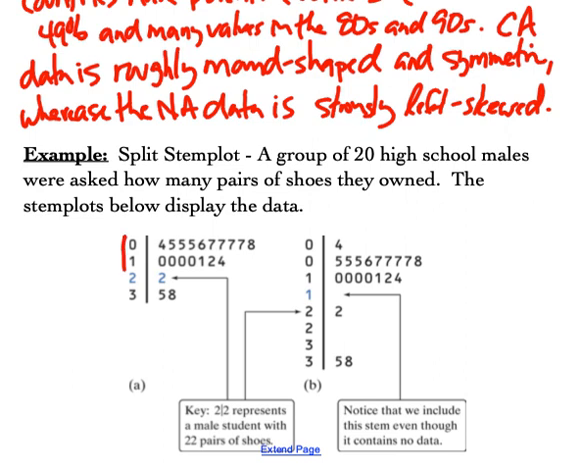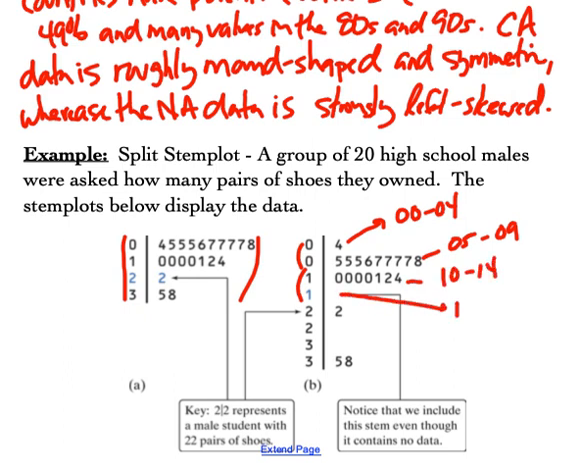You can see from this data set, this is 20 high school males, how many pairs of shoes do they have. We could represent that in just a regular old stem plot like this. Or we could separate it so that this stem of 0 has been subdivided. So anything that's 0, 0 to 0, 4 would go here. Anything that's 0, 5 to 0, 9 would go here. I can split the ones. This would be 1, 0 to 1, 4. There's nothing in here that's 15 to 19 and so on and so forth.